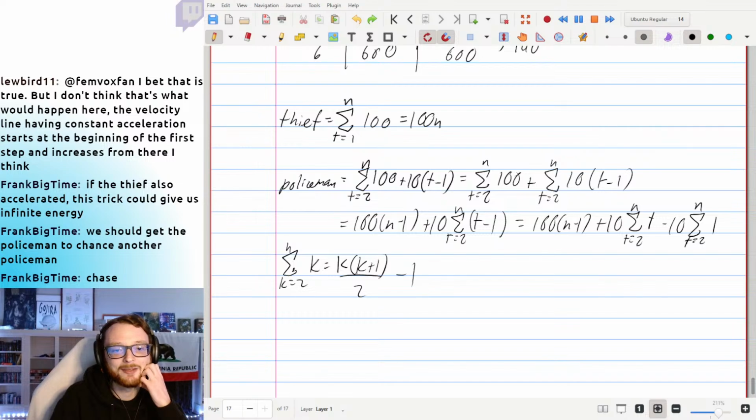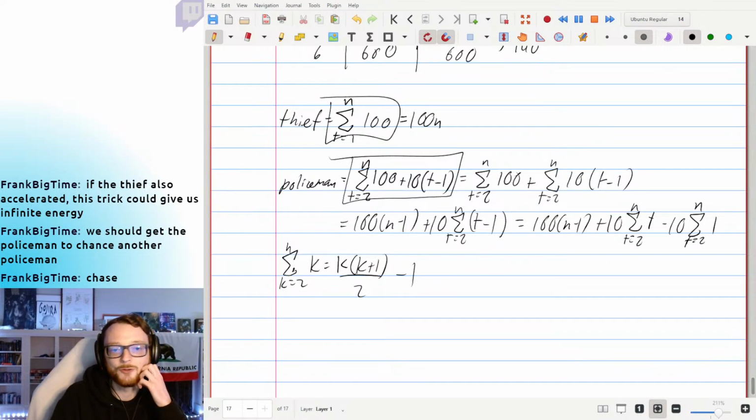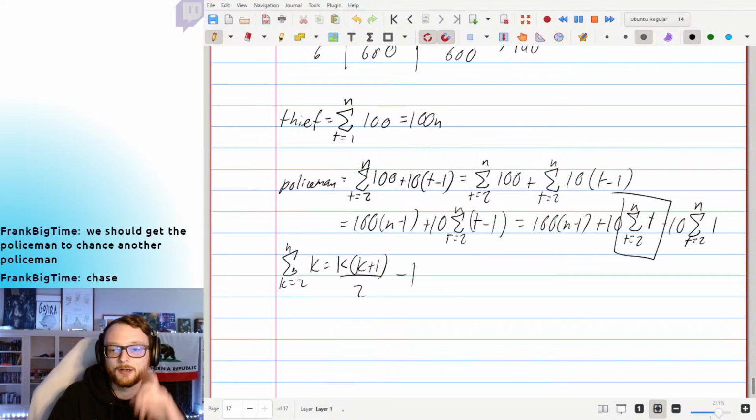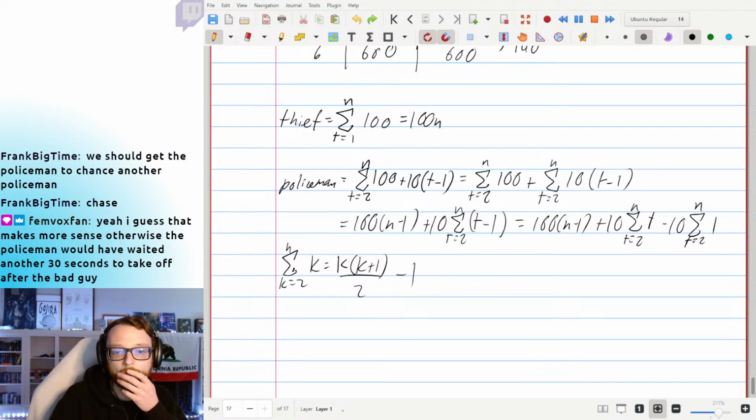Yeah, my idea here is to simplify both of these summations to get functions in terms of n, and then set them equal to each other, and hopefully 6 pops out the other side. So this summation here, I'm gonna say is basically this, but with t's instead of k's, because that's called Gauss's sum.